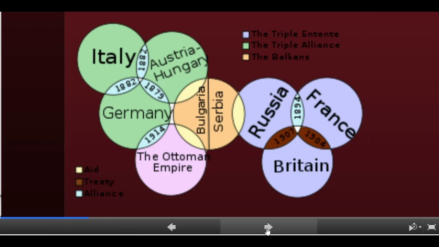So this is the way the European alliances were made up. If you see in purple, you have the Triple Entente. In green, you have the Triple Alliance. And then you have some other key players as well. Triple Entente was made up of Russia, France, and Britain. Triple Alliance was made up of Italy, Germany, Austria-Hungary. And then we have the Ottoman Empire aligning itself with Germany as well.